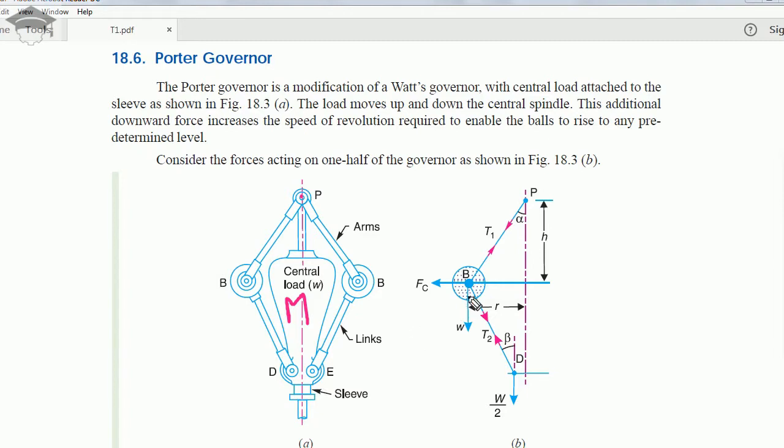the sleeve. Now when we draw the free body diagram, it looks like this. We consider only the arm; either you can consider the right hand side or the left hand side because it is symmetrical. So we are considering the left hand side for the derivation purpose. Now the tension T1 is in the arm BP like this, and we are considering tension T2 in the link BD as shown here, and Fc is the centrifugal force, W is the weight of the ball, that is small m into g.